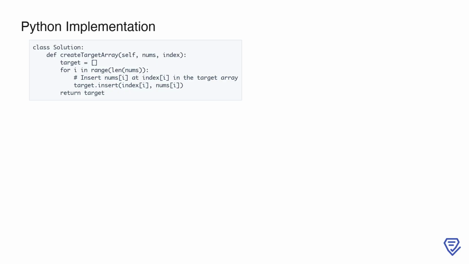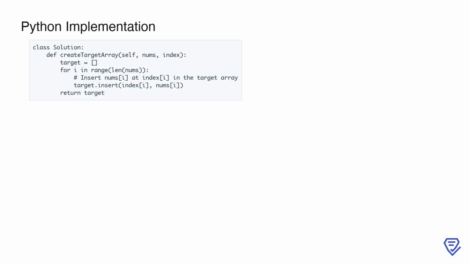This solution implements the createTargetArray in the given order problem. The createTargetArray function takes two input lists, nums and index. First, we initialize an empty target array to construct the result. Then, we iterate over each element of the nums and index lists using a for loop.